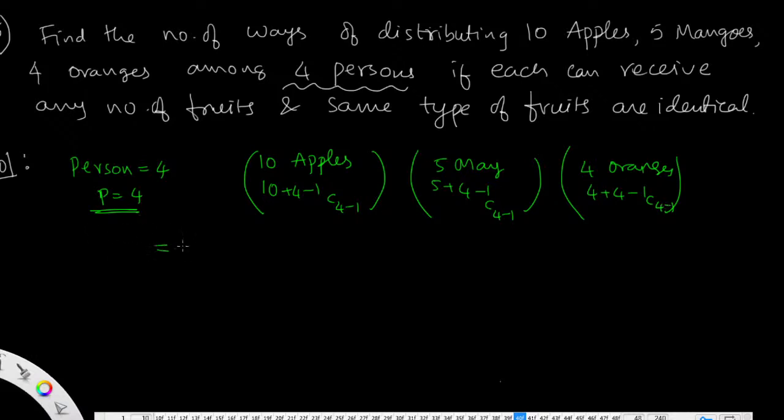Sritan, how much? 13C3 into 9 means 8C3 into 7C3. Yes. 15, no, 15. 10 plus 4. Total 10 apples are there. Persons are P minus 1 C 4 minus 1. So 13C3, 8C3 and 7C3. Okay. This is the question.